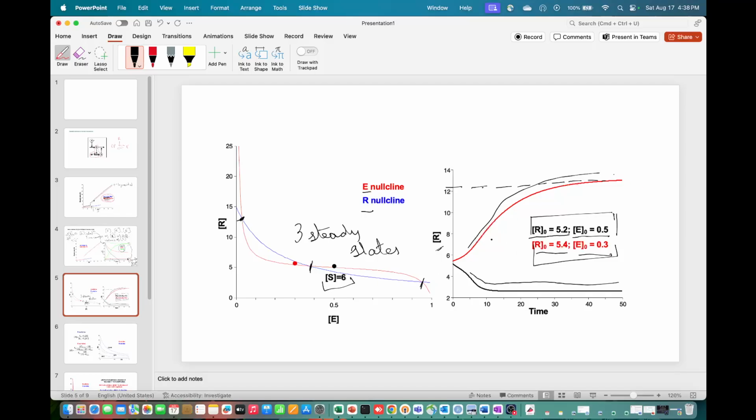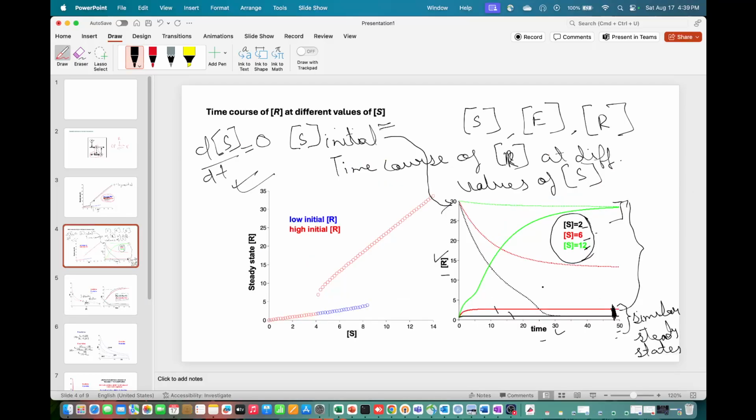So I'm showing you this to tell you the importance of the initial concentrations. In this case we have not modeled S because S is constant, dS/dt is 0, but the initial concentration of S also plays a vital role in determining the behavior of the system. Okay.